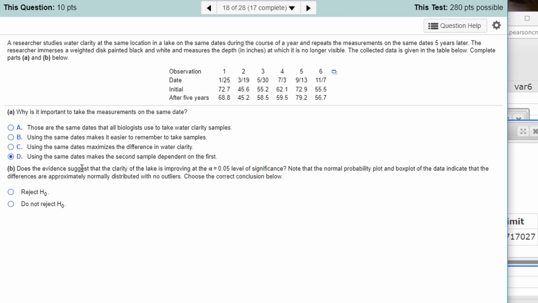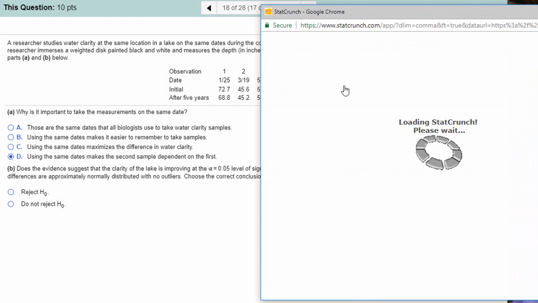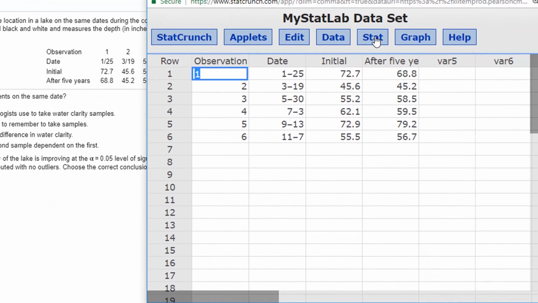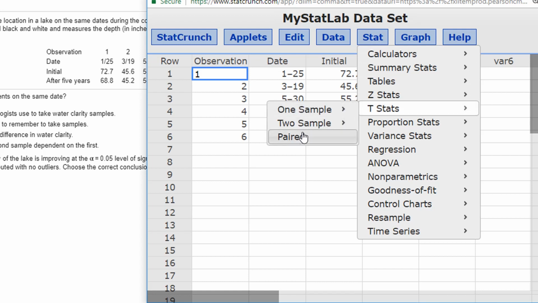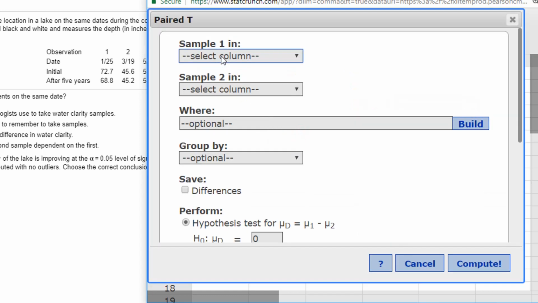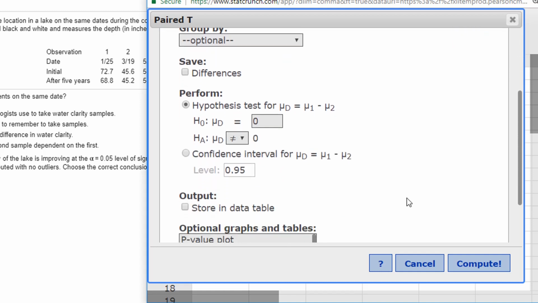So does the evidence suggest that lake clarity has changed? Well, okay, improving. Let's open this in StatCrunch and do the test. Now I've got paired data. So under stat, I need to do t-stats, but I'm doing paired. Table 1, initial is the first sample, and sample 2 is after 5 years. I'm going to perform a hypothesis test for mean d equals 0.